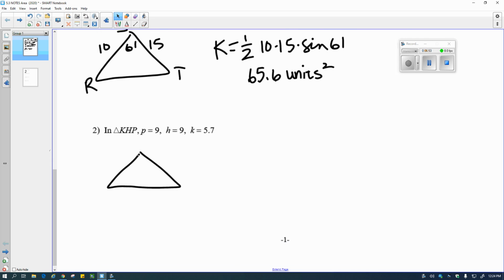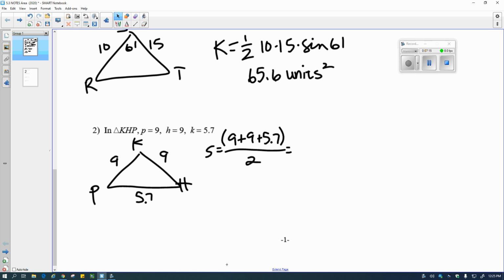Right? So again, I draw my picture. I recognize what I have. So this is K, H, P. I've got side P, side H, side K. Clearly this is a side, side, side. So I'll have to find my semi-perimeter. 9 plus 9 plus 5.7. Plug that in the calculator, hit equals, and then divide by 2. And so when I find my semi-perimeter, I get 11.85.